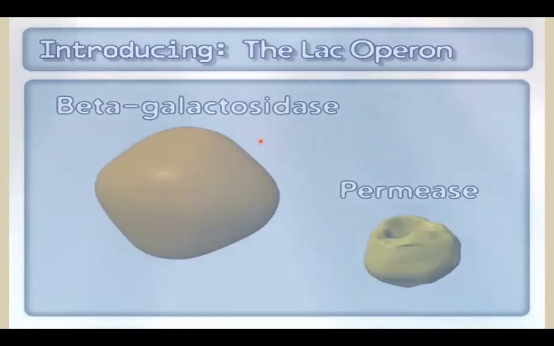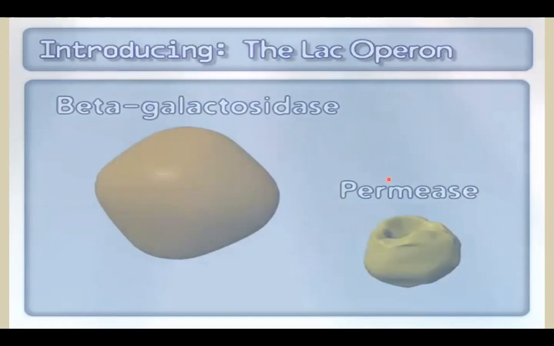Yang that has been transcribed, and then it goes through synthesis, hasilkan beta-galactosidase yang akan pecahkan atau break down the lactose into galactose and glucose. So the bacteria needs glucose.